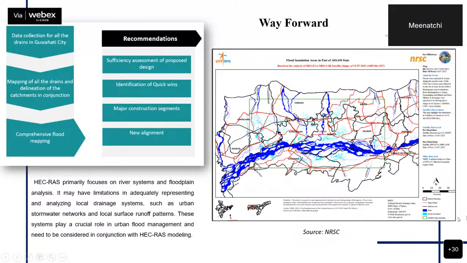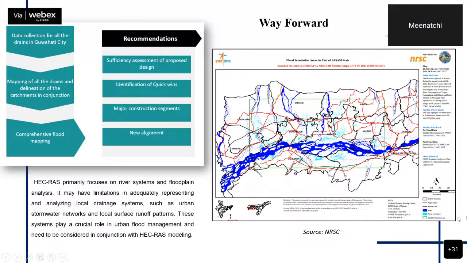And these are some recommendations we're proposing: to identify quick wins and a sufficient assessment of the proposed design and new alignment and some major construction segments. The HEC-RAS model has limitations in adequately representing and analyzing local drainage systems. We have to integrate it with the proper drainage channels and stormwater networks, and consider all the local surface runoff patterns for effective flood management. These are the references that we have used.